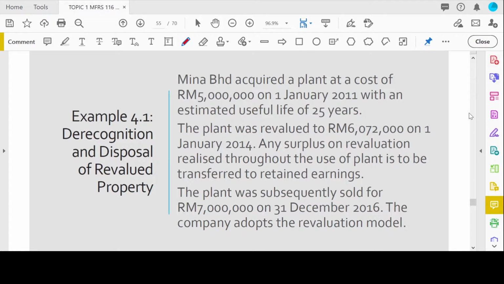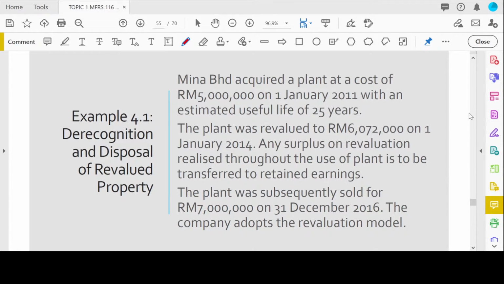Okay, so now let's look at one example here. Example 4.1, derecognition and disposal of revalued property. Mina Berhad acquired a plant at a cost of 5 million on 1st January 2011 with an estimated useful life of 25 years. The plant was revalued to 6.02 million on 1st January 2014. Any surplus on revaluation realized throughout the use of the plant is to be transferred to retained earnings. The plant was subsequently sold for 7 million on 31st December 2016. The company adopts the revaluation model.